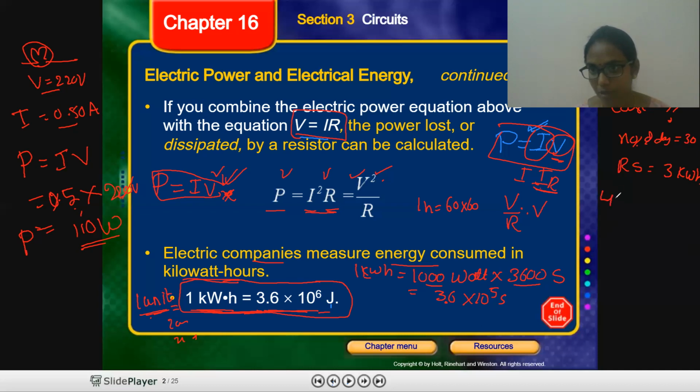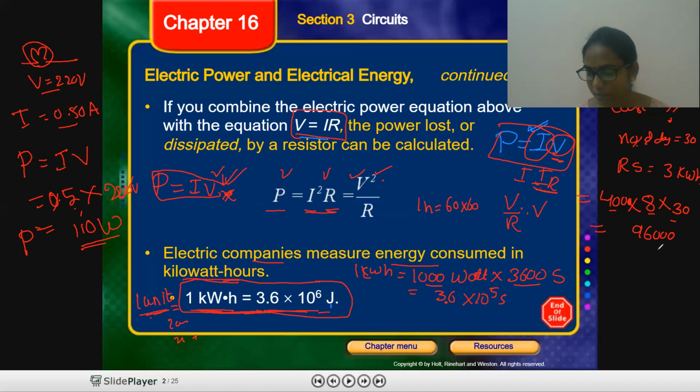So power is 1400 watts, into how many hours? 8 hours. How many days is it working? 8 hours it is working per day for 30 days. Clear, children? If you multiply all this, you will get the answer. So multiply 1400 by 8 by 30, and you will get 336,000.